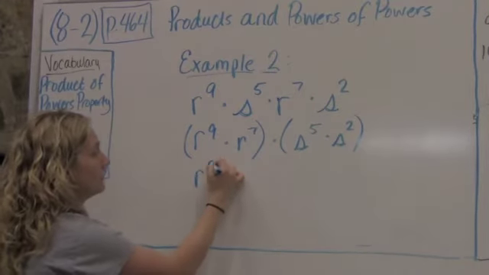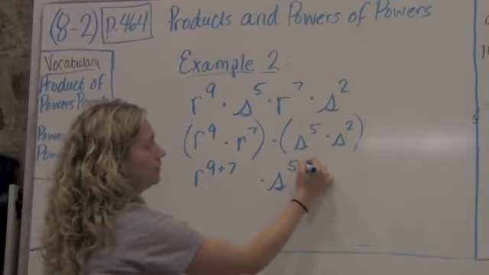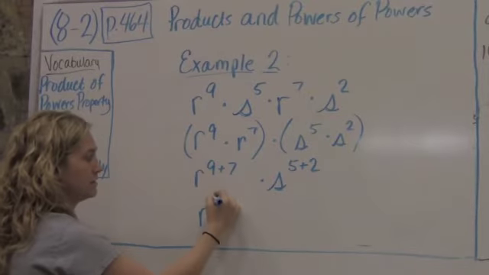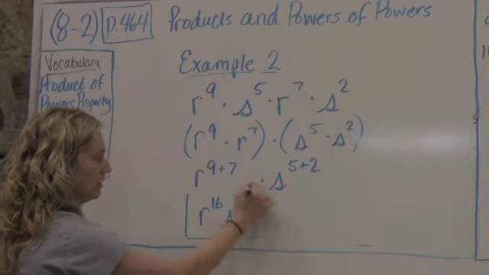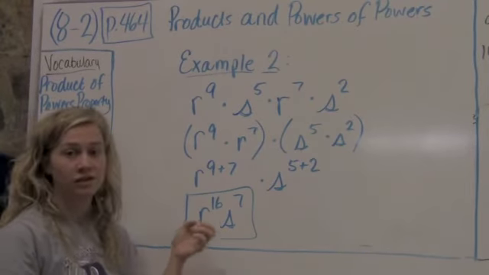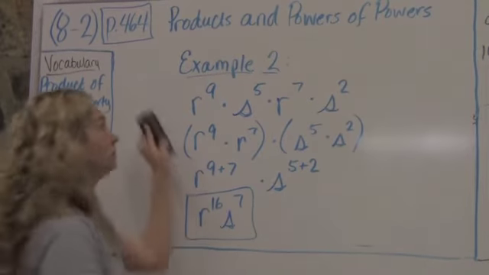So r to the 9 plus 7 times s to the 5 plus 2 would give you r to the 16th power s to the 7th power. And that's going to be as simple as you can get multiplication of powers with different bases. So that's example 2.